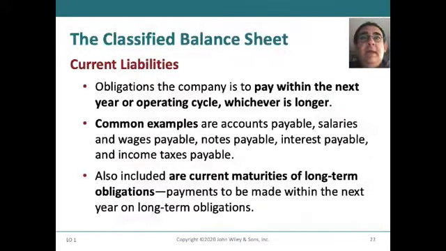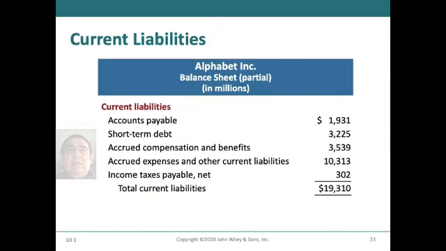Now we'll look at the liability sections. So we have current liabilities, just like we have current assets, and those are obligations to make payments on debts within the next year or the operating cycle, whichever is longer. And these will include accounts payable, salaries, interest, etc. They can also include maturities of long-term debt obligations like mortgages or bonds that come due within the next year. So looking at Alphabet Inc.'s balance sheet, here we have a set of current liabilities that include accounts payable, short-term debt, compensation, benefits, and other accrued expenses for a total of $19,310 million.